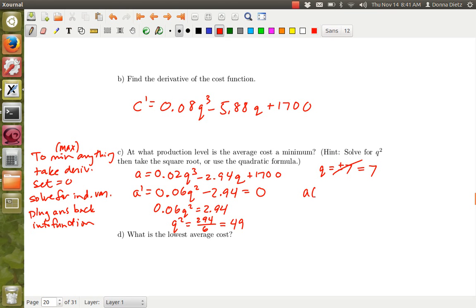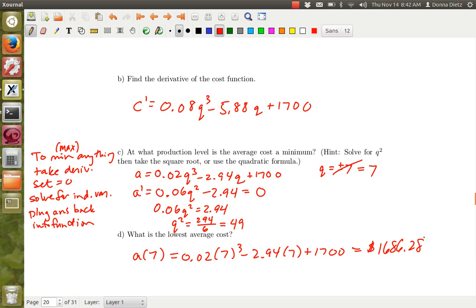And so average value at 7 items is, oh, it says at what production level. Okay, so actually this is split up into two. If it said minimize average cost, then C and D would really be one question. But I split it up at what production level is average cost a minimum, and then what is the lowest cost. So this is actually giving us a little more space to write this out. Okay, so plug back in. And I'm going to assume you can use your calculator to get this answer. Okay, so there you go.